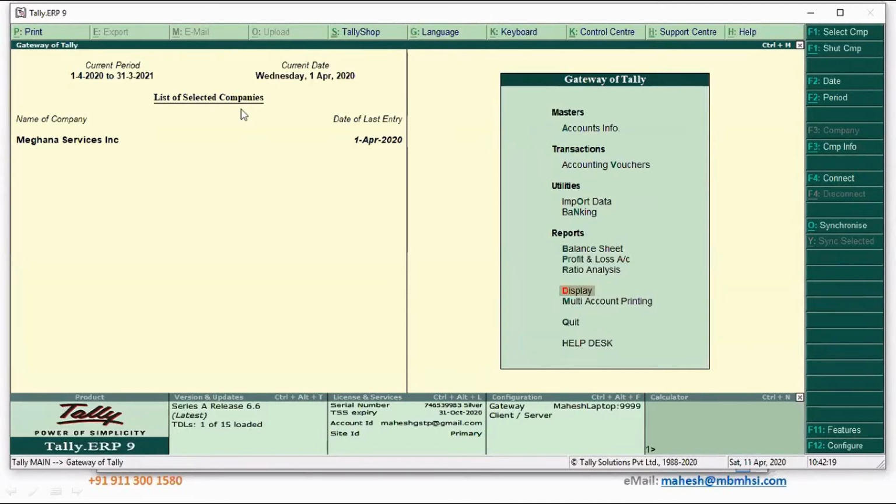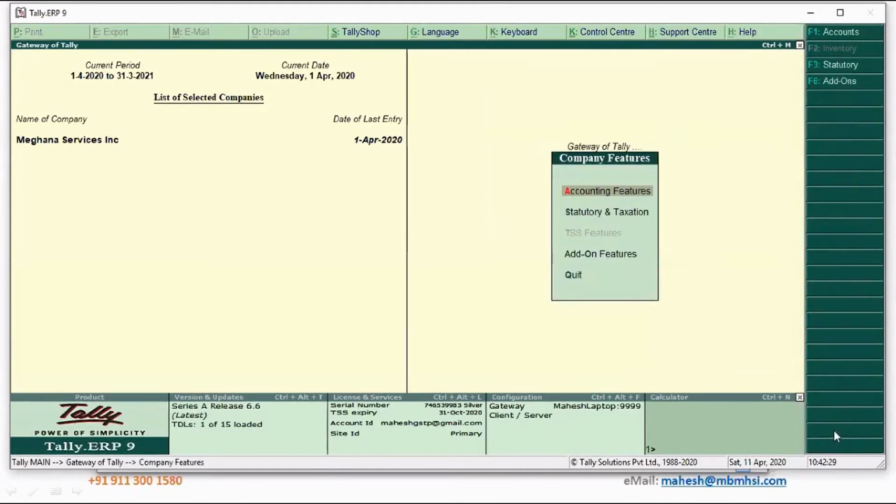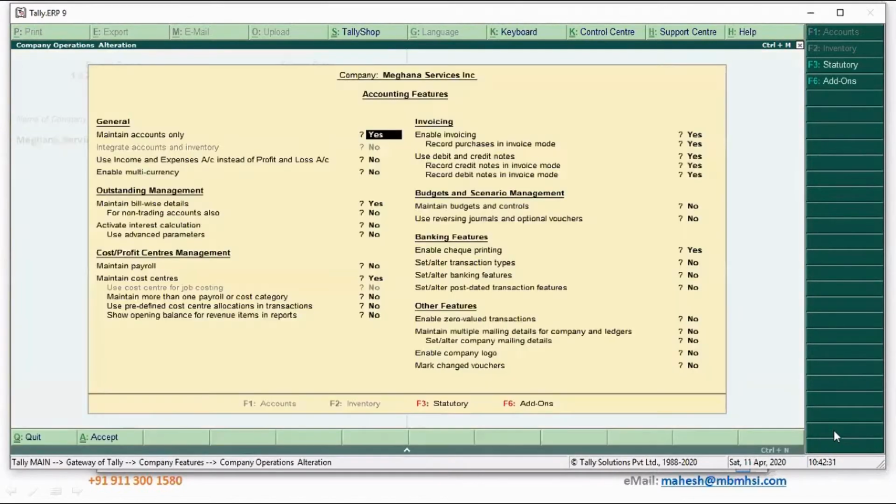Okay, let me just see. Company info, F11. Accounts and inventory, no. Yes, perfect. Okay, go to F11, accounting features. The first option that you have is maintain accounts only, make it as yes.